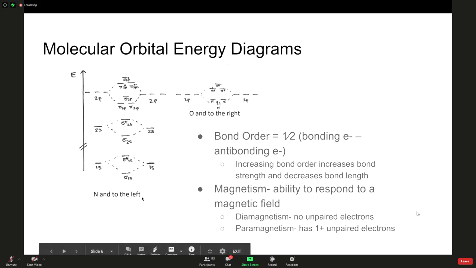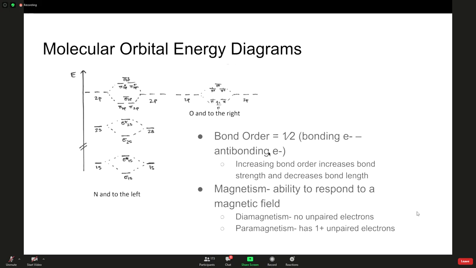Another helpful thing that you probably want to know is bond order, which is 1/2 the bonding electrons minus the antibonding electrons. I would definitely know that. I think there were some slip-ups in terms of counting the orbitals, but you want to count the electrons in the bonding molecular orbitals versus the antibonding. If you have a higher bond order, you have a stronger bond and a shorter bond.